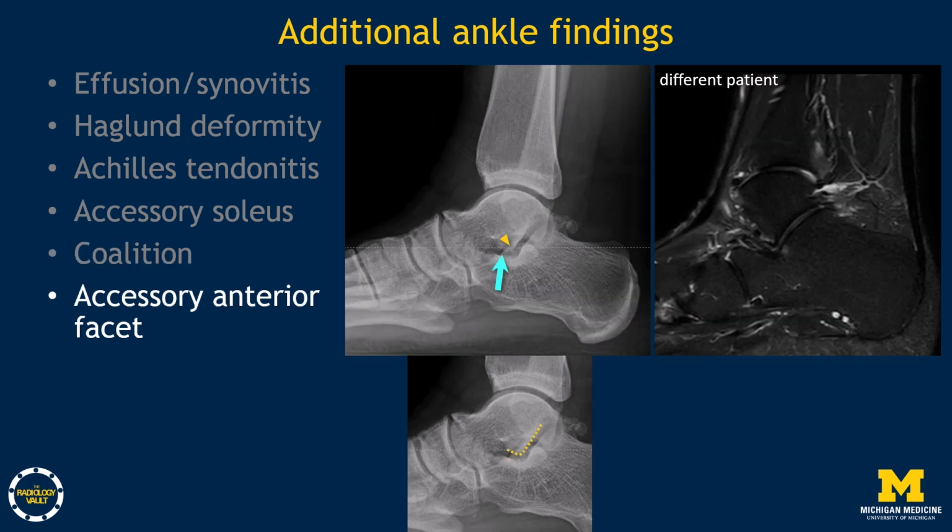Less commonly recognized is the accessory anterior facet of the posterior subtalar joint. The posterior facet of the talus is normally a single straight line paralleling the posterior calcaneal facet. In this patient, the anterior margin of the posterior facet continues forward, forming an acute angle like the end of a ski jump ramp, as shown by the dotted yellow line. This finding can be associated with symptoms mimicking a subtalar coalition. A sagittal STIR image of a different patient shows edema associated with the accessory facet.